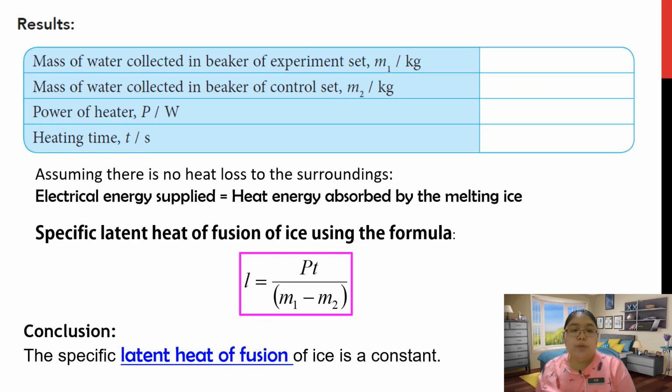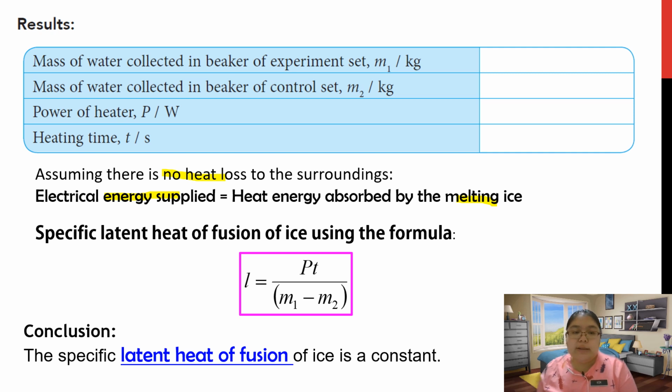Now we need to fill in the results. For M1 and M2 you need to write them out. For M1, that's the experiment set, the mass is sure to be bigger than the control set. Then the power you can record from the power heater. Then the time taken you set by yourself, but using seconds. For this experiment, we assume no heat loss to the surrounding. This means all the electrical energy supplied will all be absorbed by the melting ice.